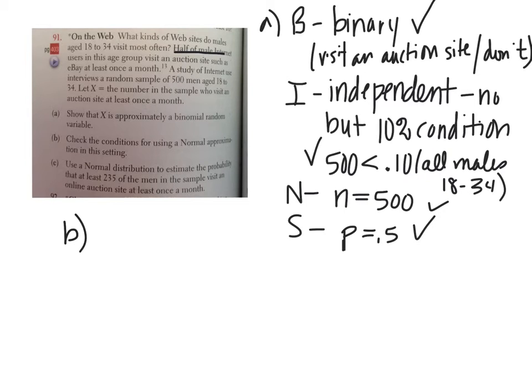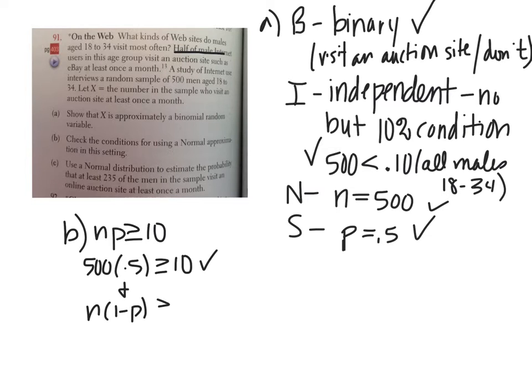Then it asks us to check the conditions for normal. To do that, we need to check the large counts condition. It needs to be np greater than or equal to 10, which in this case n is 500 and p is 0.5. That definitely is greater than or equal to 10 because that's 250. And then we also have to check n times 1 minus p greater than or equal to 10. But in this case, 1 minus 0.5 is still 0.5. So it works. Obviously, if it was not 0.5, then I would have needed to actually subtract from 1 and do the numbers. So since this is met, that means I can use the normal distribution to do an estimate.